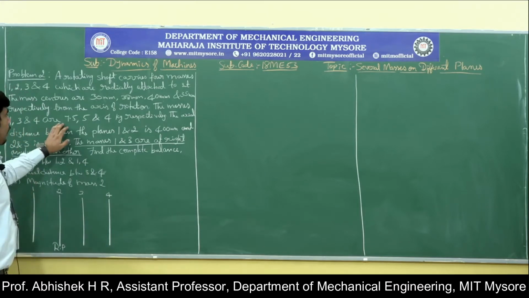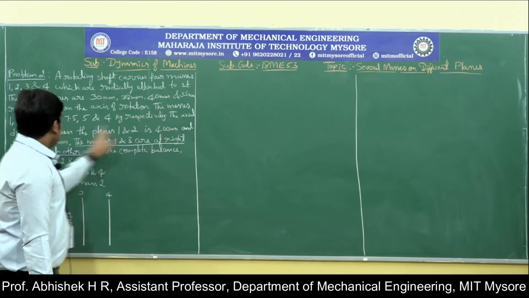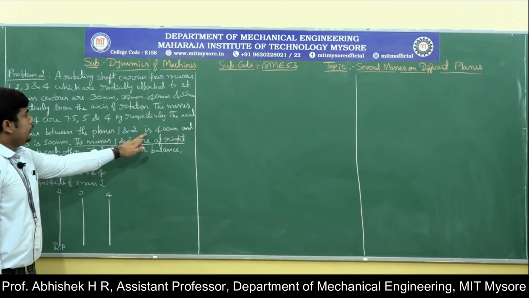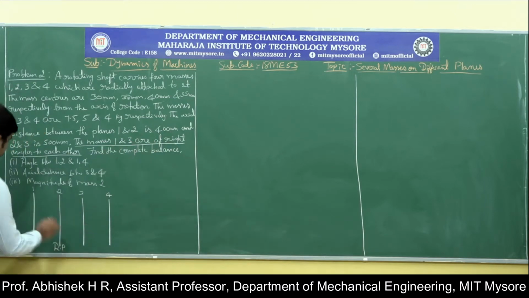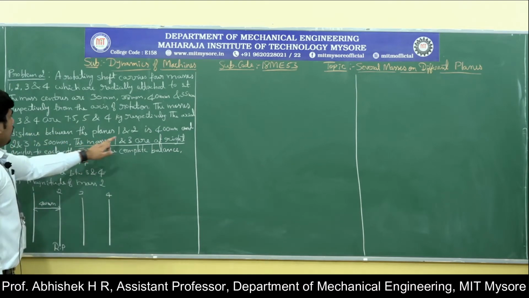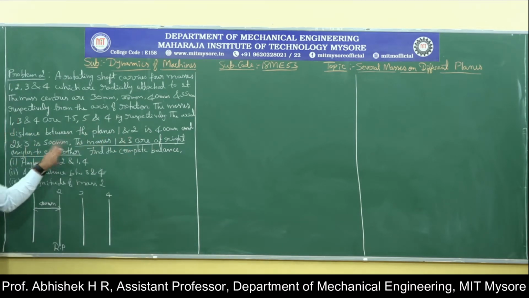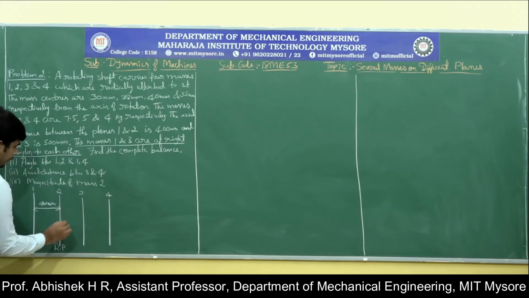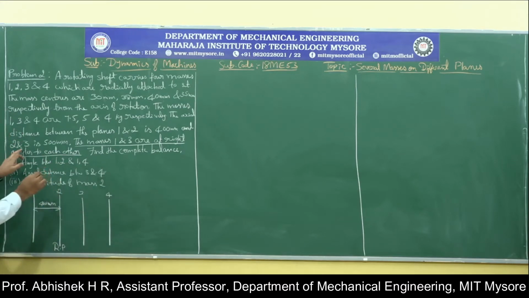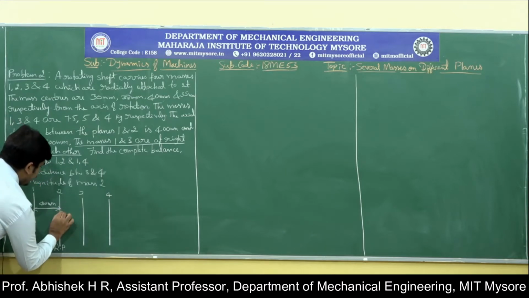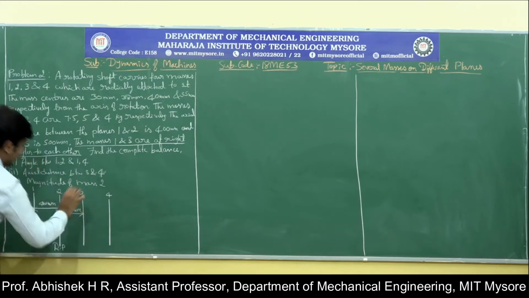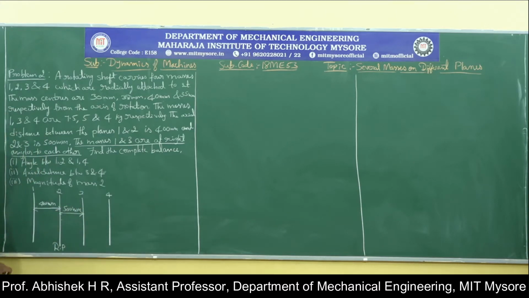Now as per the problem statement, the axial distance between planes 1 and 2 is 400 mm, and the distance between 2 and 3 is 500 mm.